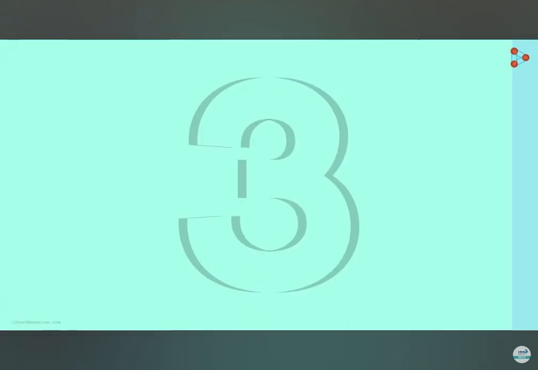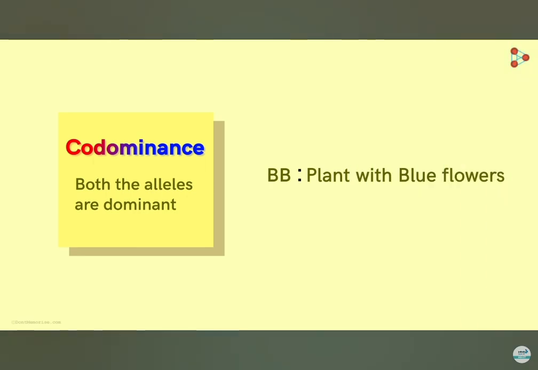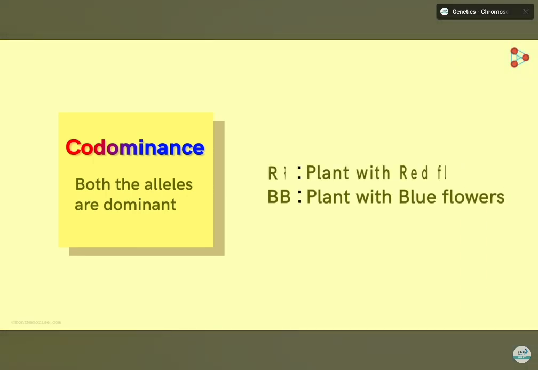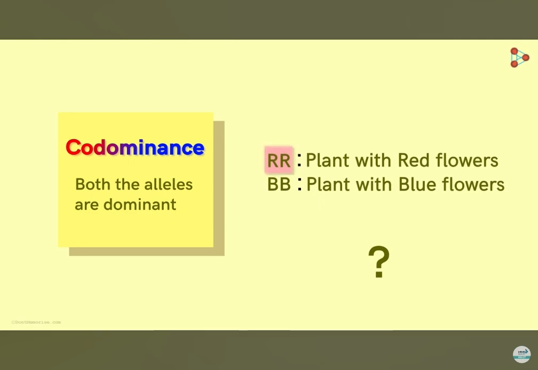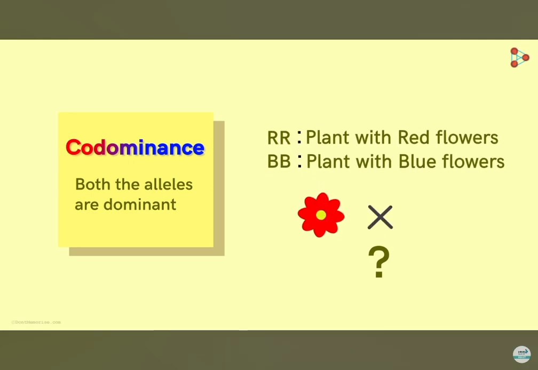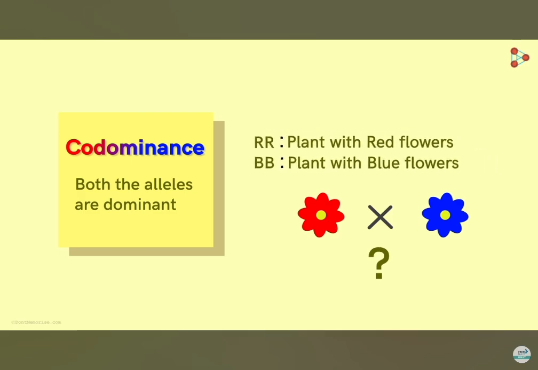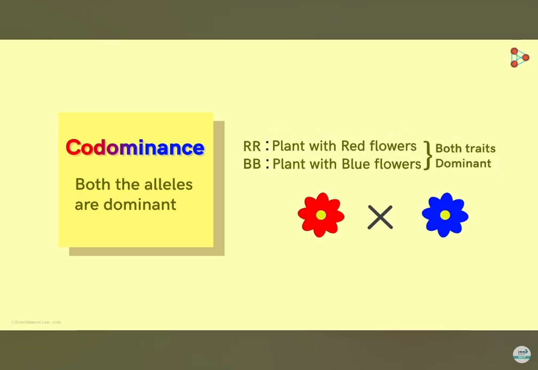Now comes the third type, which is called codominance. Let's assume we have another dominant allele for the red-colored flower. So the genotype of a plant with this colored flower will be RR. Any idea what will happen if this plant is crossed with the one having blue-colored flowers? Both red and blue-colored flowers are dominant traits. So both the alleles will try getting expressed with equal strength.